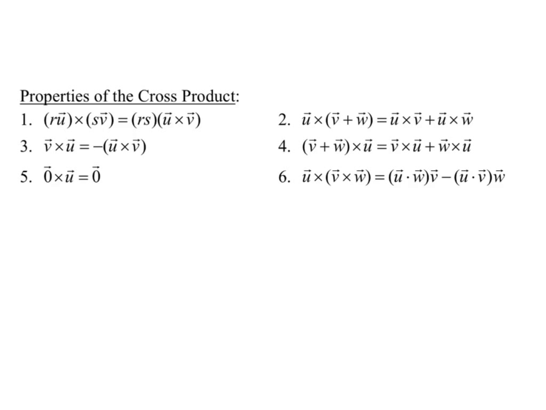And then the sixth property is probably a little less intuitive. If you have u cross parentheses v cross w, what you actually end up with is u dot w times vector v minus u dot v times vector w. So those are your 6 properties of the cross product.